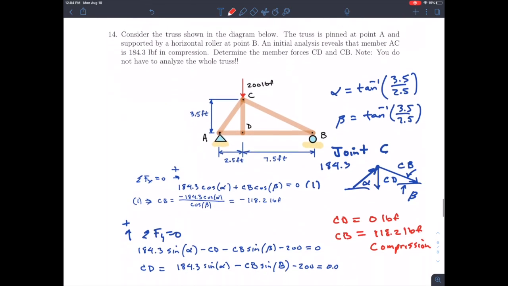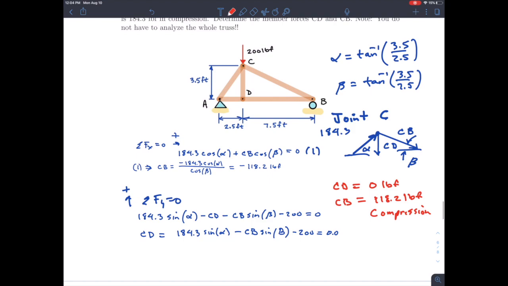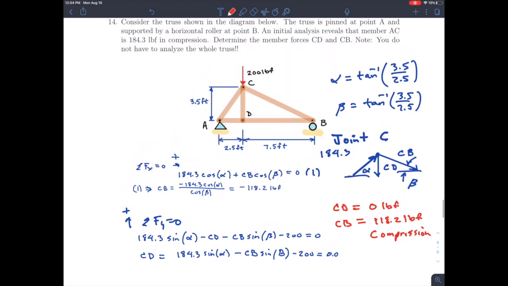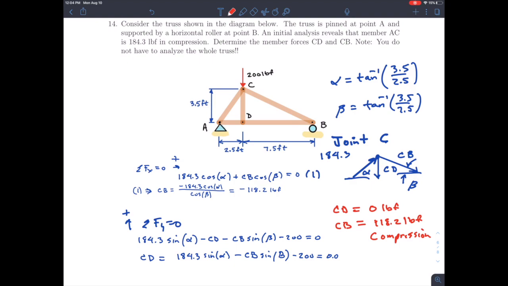Okay, now let's get to the truss problem. For this truss problem, you were supposed to find the member forces CD and CB. And there's a hint, you don't have to analyze the whole truss. If you were given some values for other members, you could write the equations and save yourself some work by just looking at the correct joint.